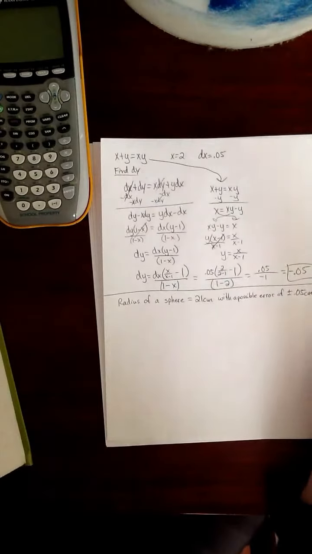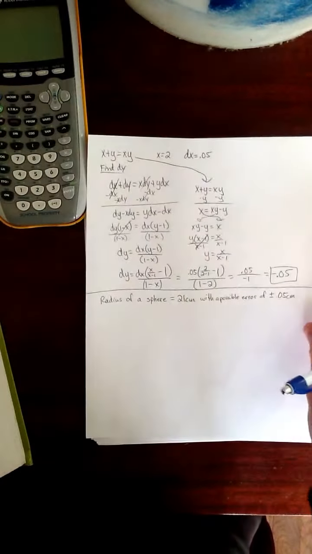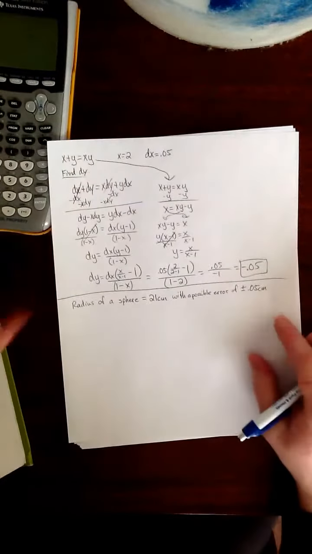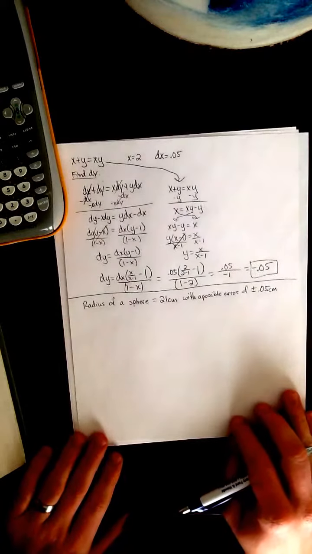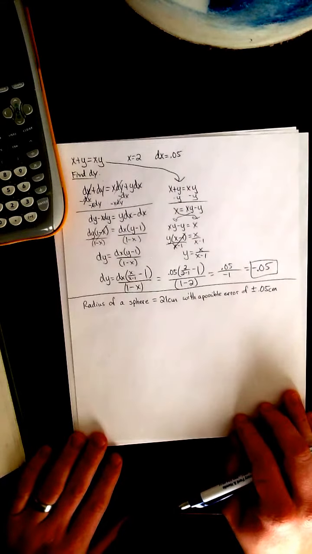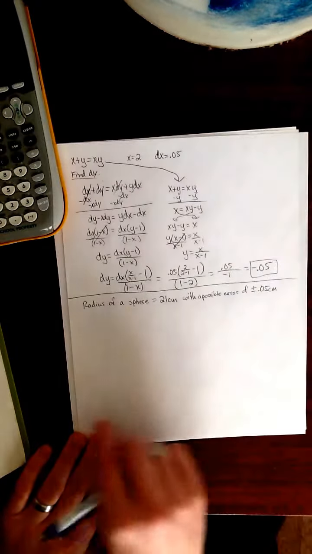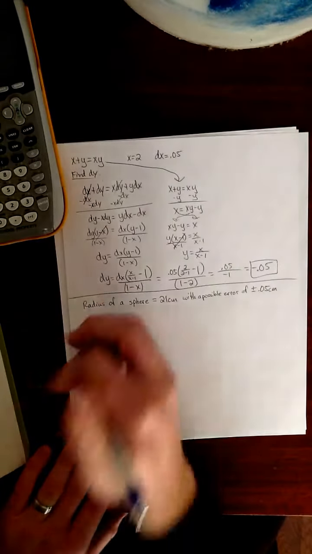And I assume you've talked about error in measurement in science, meaning they measured it, but they could be off by that much. So the question is, what is the maximum error in volume using this measurement?